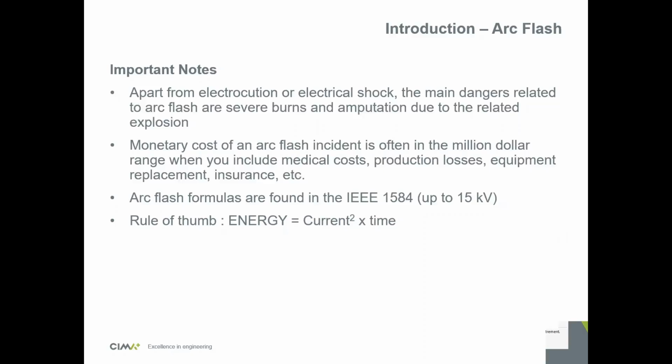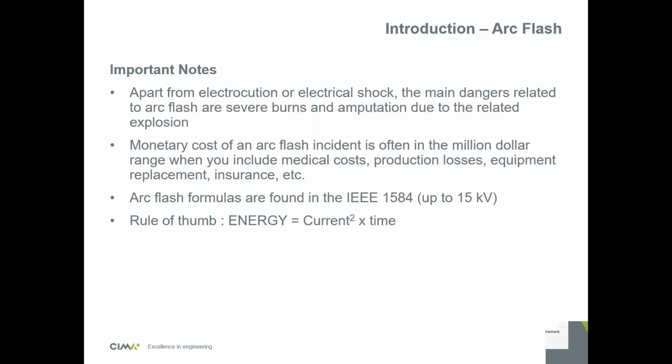There's a danger for arc flash, but also monetary costs when an arc flash incident happens. It can go in the $1 million range. So you can take into consideration the medical costs, production losses, the equipment replacement, and the insurance. The costs can go up quite considerably. So the arc flash formulas are found in the IEEE 1584. These formulas apply up to a voltage of 15 kV. But if you want to calculate arc flash above 15 kV, then you can use the Lee method, or you can use software such as ArcPro.